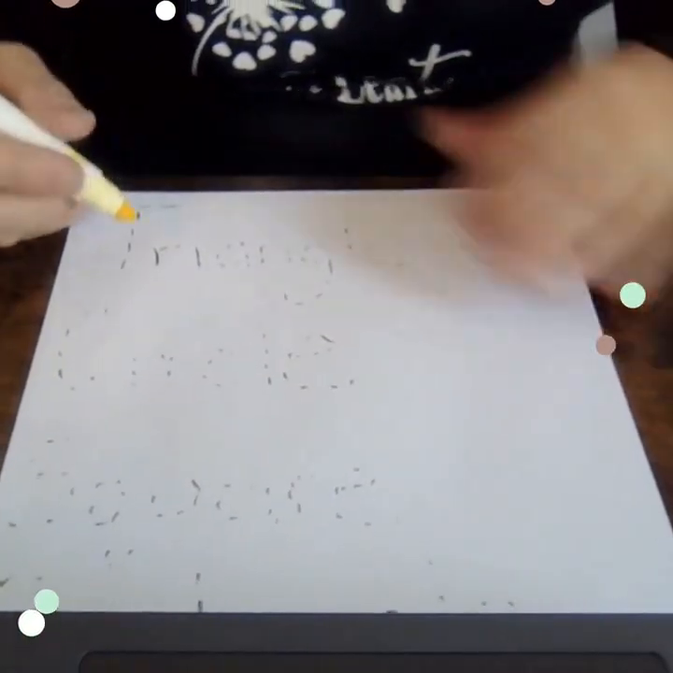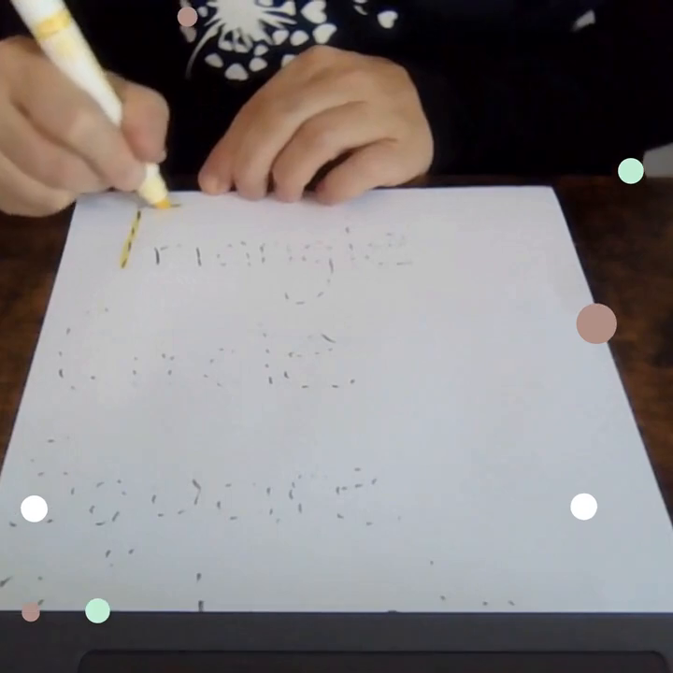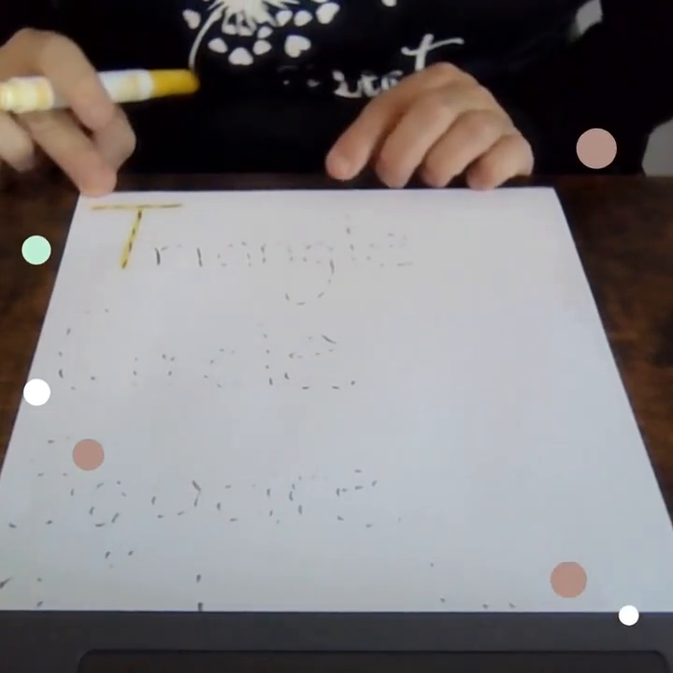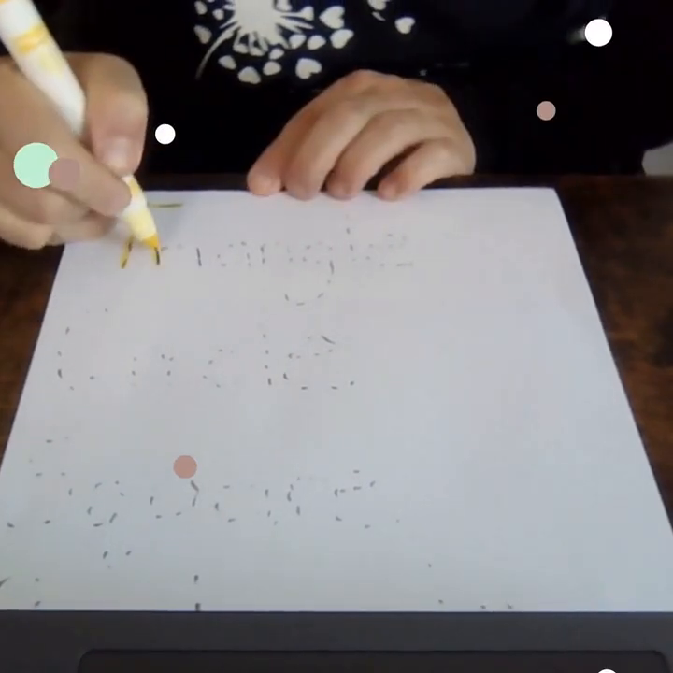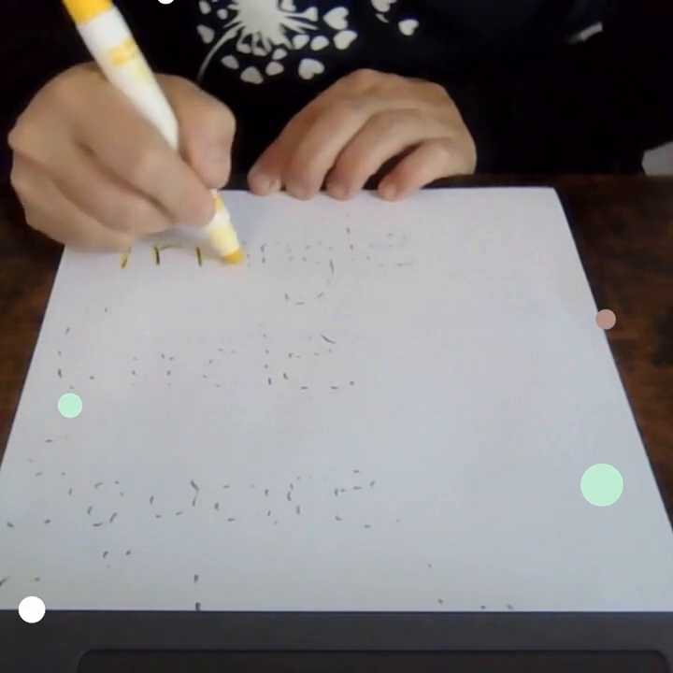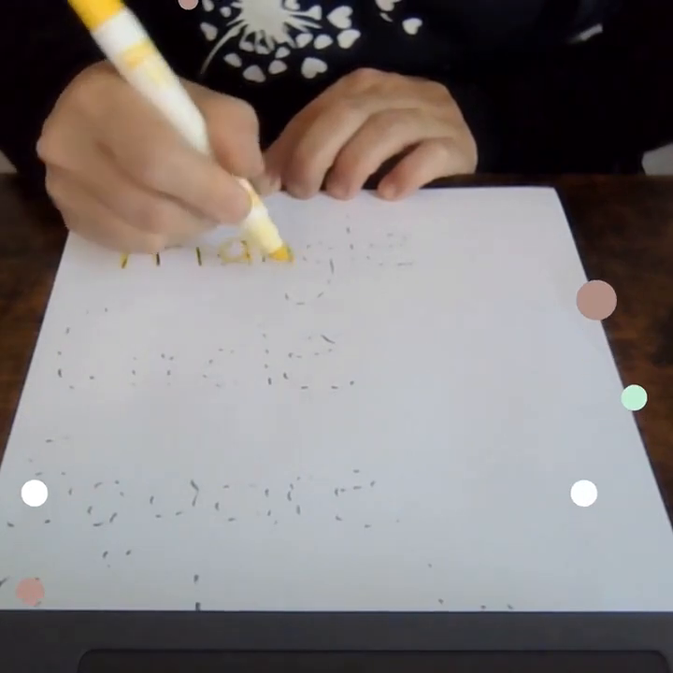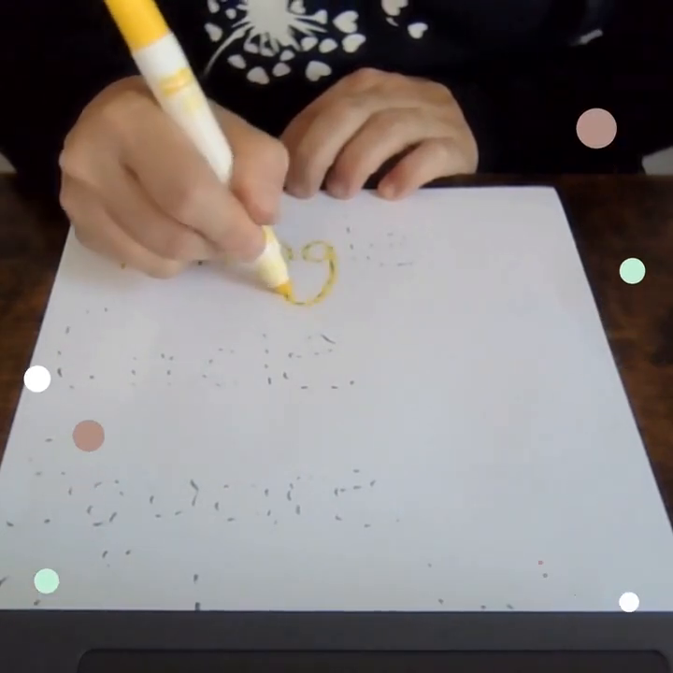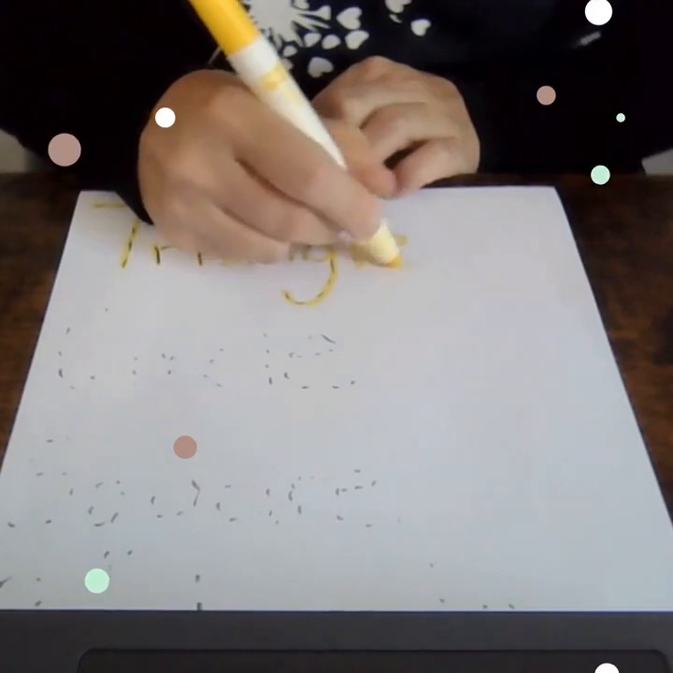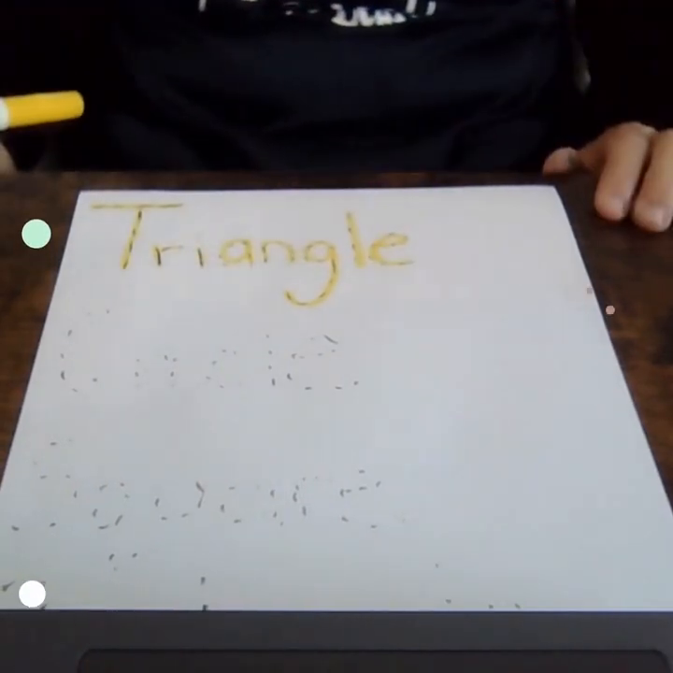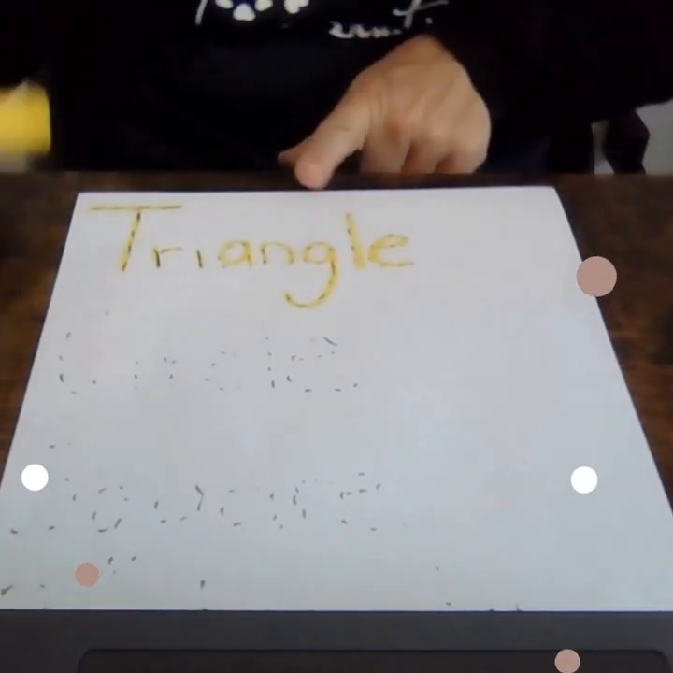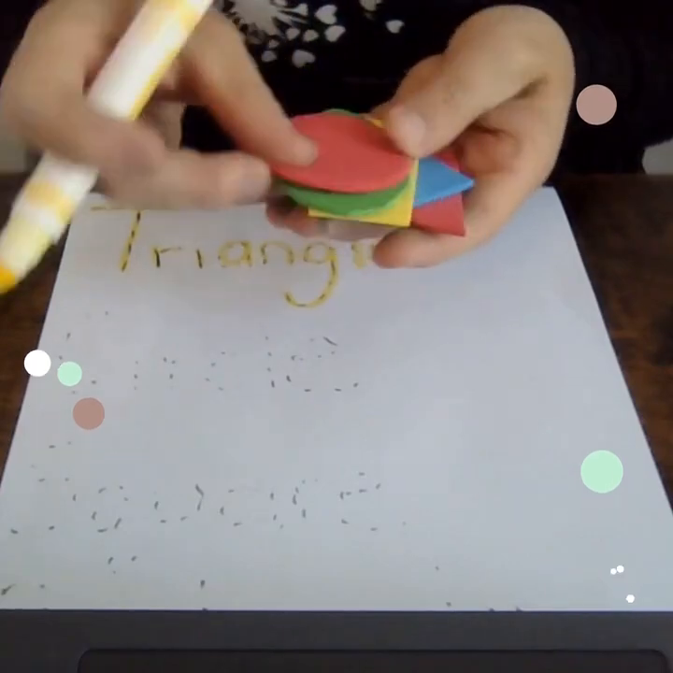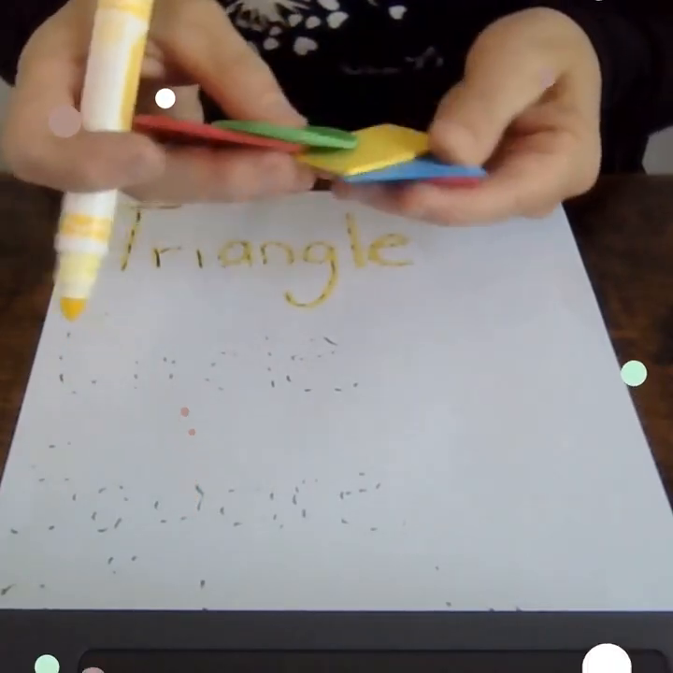All right. Down and across. I remember that. G. O. Down and around. Triangle. Let's sort through our shapes and let's see which one's the triangle.